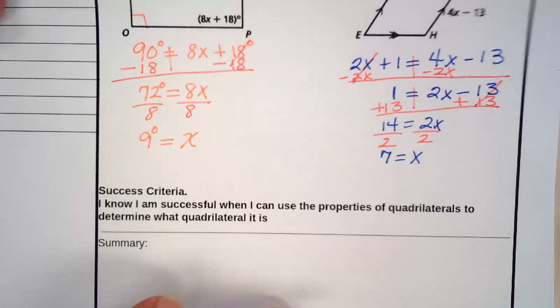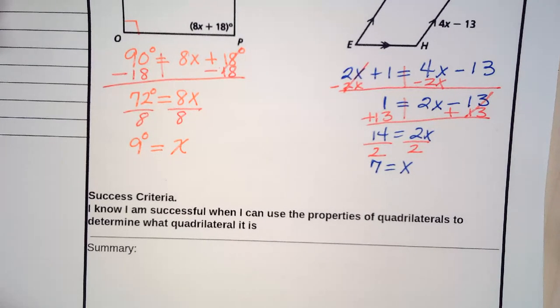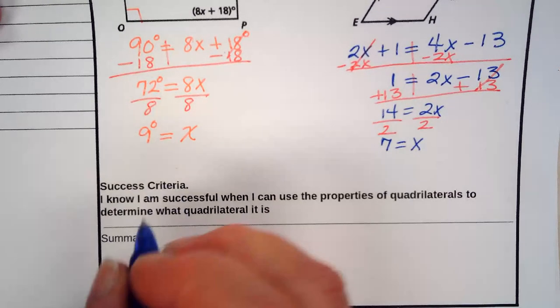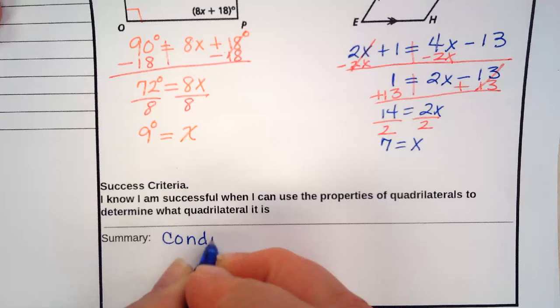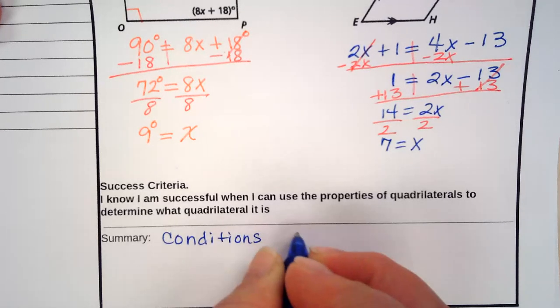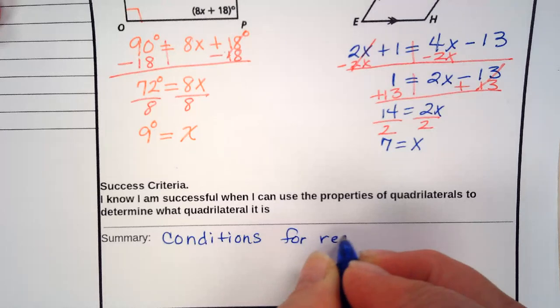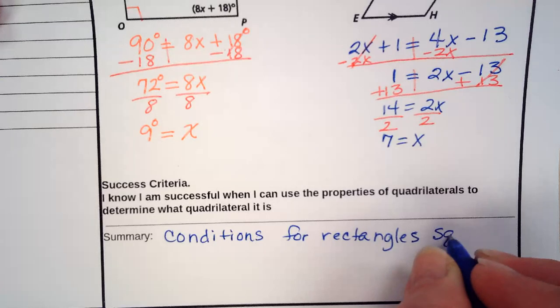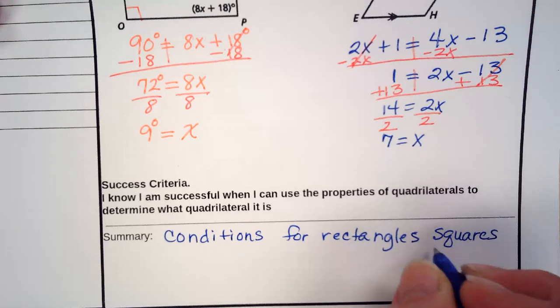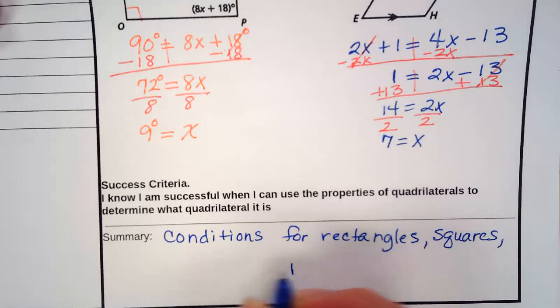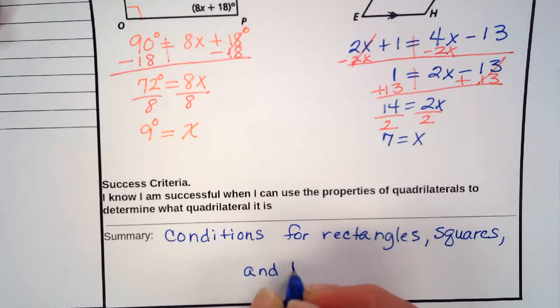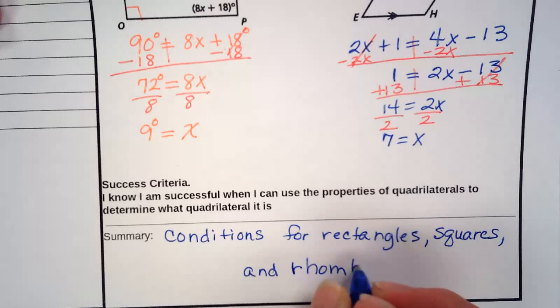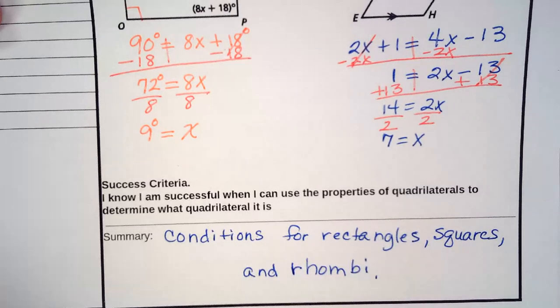Okay, now, how do you know you're successful? You know you're successful when you can use the properties of quadrilaterals to determine what type of quadrilateral it is. So these are conditions for rectangles, squares, and rhombus. I'm going to call them rhombi just because I like that word.